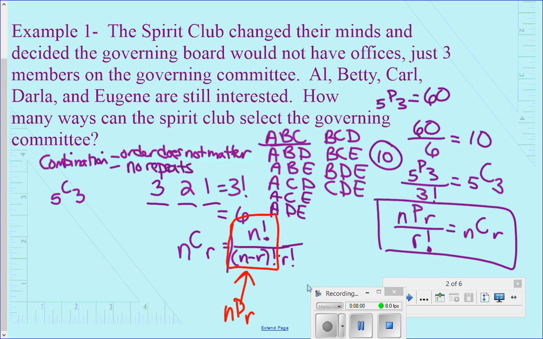So if I put this whole thing together, that is the combination formula. And if I look at just this one piece that I have highlighted in red, that's the permutation formula. So the permutation formula divided by r factorial is the combination formula. And the permutation formula times 1 over r factorial is also the combination formula.